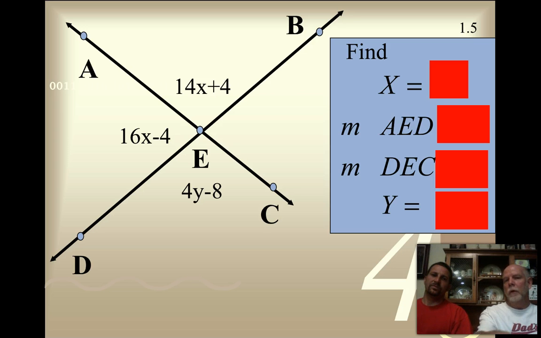But we do know that the two angles that have x's in them are supplementary to each other, because they are adjacent angles that form a line BD. Because they're a linear pair, they add up to 180 degrees. So we would add those two angles together, 16x minus 4 and 14x plus 4, and set that equal to 180 and solve that.